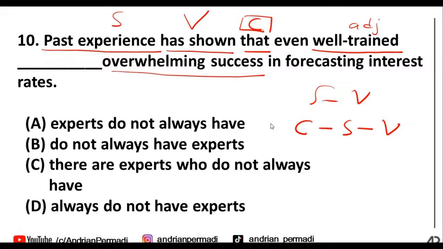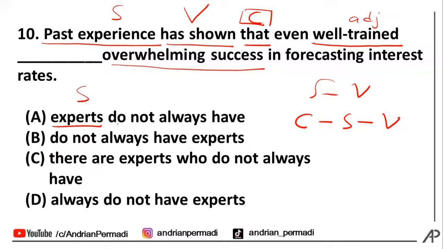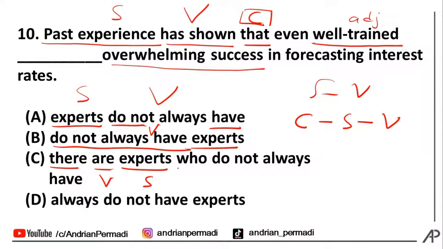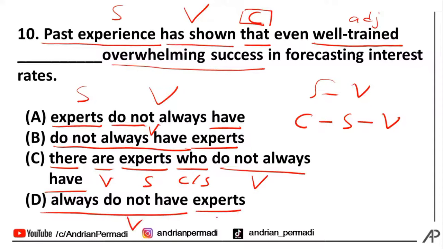Now for the following answers. For A, experts is a subject, do not always have are verbs. Do not always have in B are verbs, and experts is a noun that functions as the subject. There are experts: are is a verb, experts is a subject, who is a conjunction and subject, do not always have are verbs. Always do not have experts: are verbs, and experts is a noun that functions as an object. Therefore, because we need to find a subject after the adjective, it can be concluded that the answer is A.